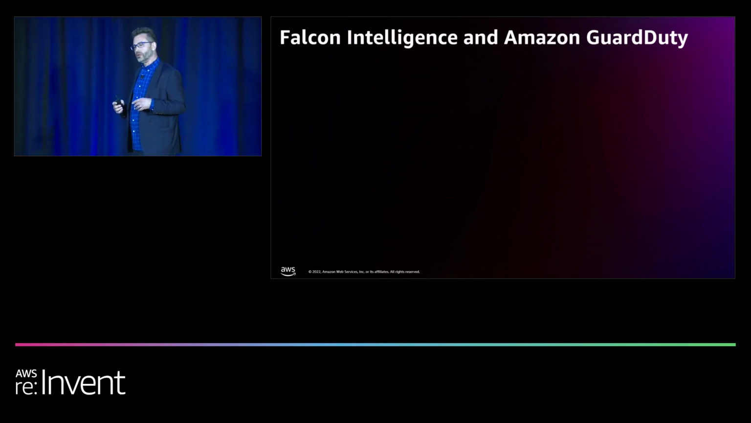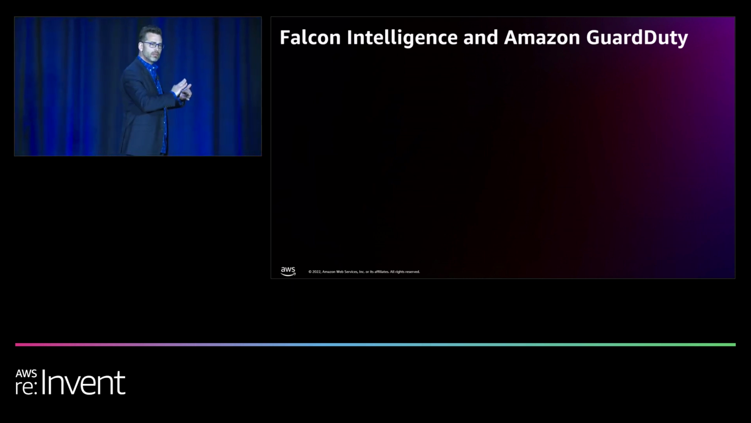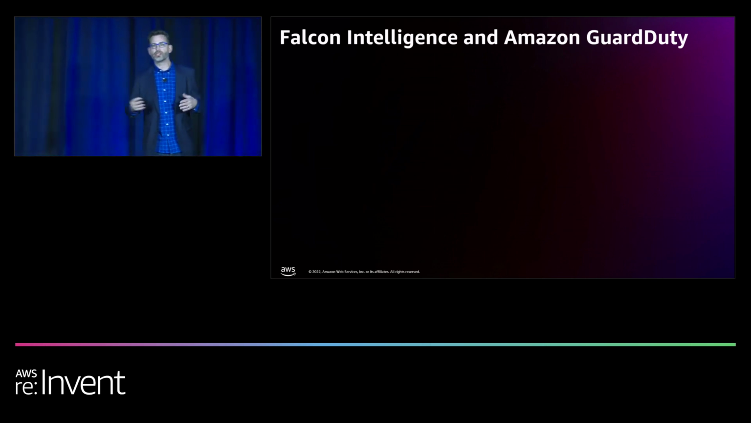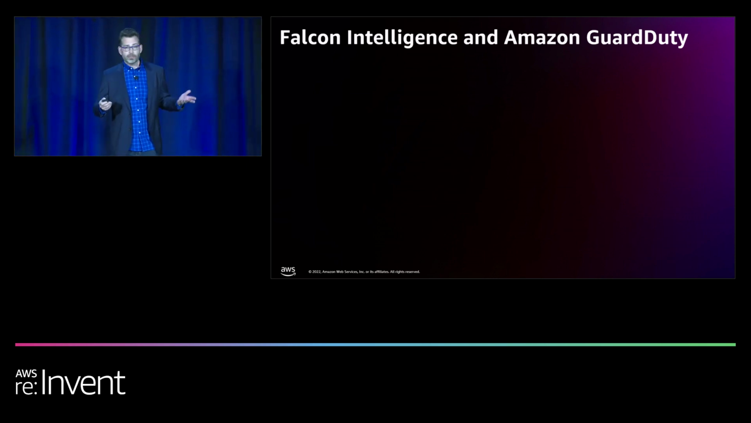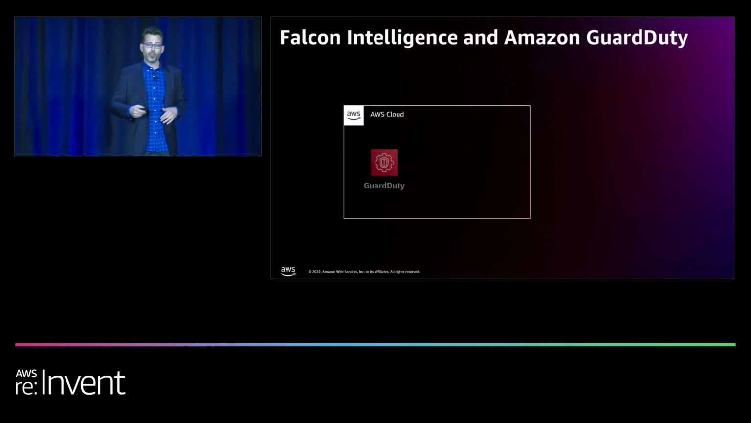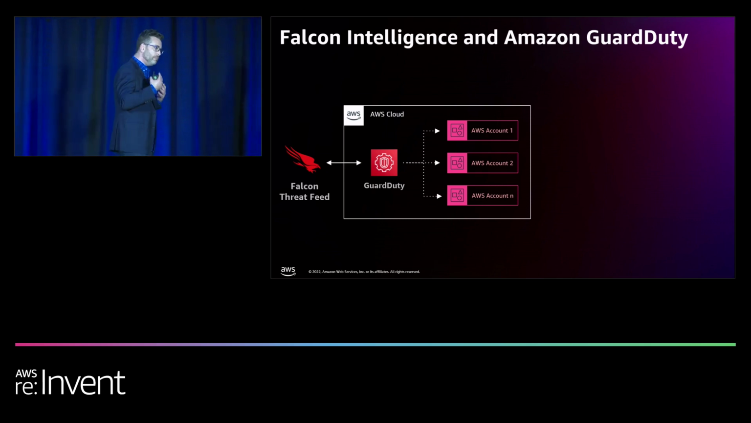So, our integration with GuardDuty. GuardDuty is AWS's threat intelligence service that is fed by VPC flow logs, CloudTrail API logs, Route 53 DNS logs, and some other information as well. CrowdStrike, as a trusted partner, also provides an indicators of compromise threat feed to GuardDuty, which helps GuardDuty make some of its findings, deliver some of its decisions.